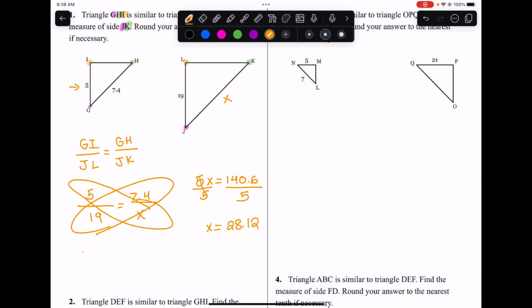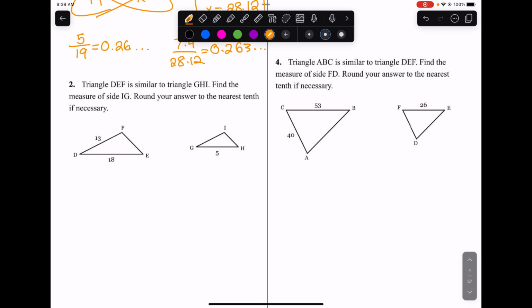Now, if we wanted to check, 5 over 19, if I write this as a decimal, gives me about 0.26 and then a bunch of digits. And if I try the same thing with my new ratio, I end up with the same number. So this tells me that I did it correctly because the ratios are the same.